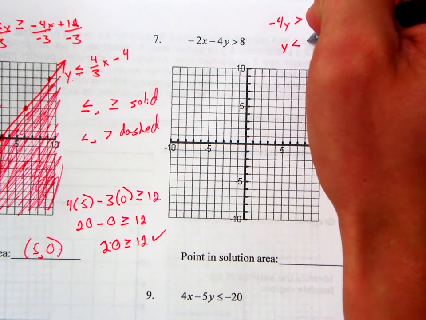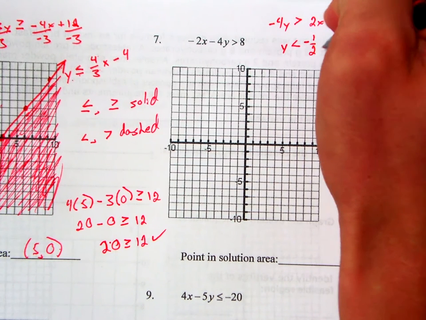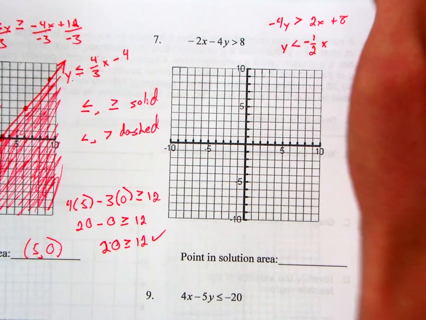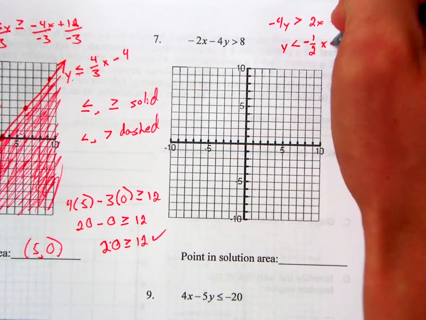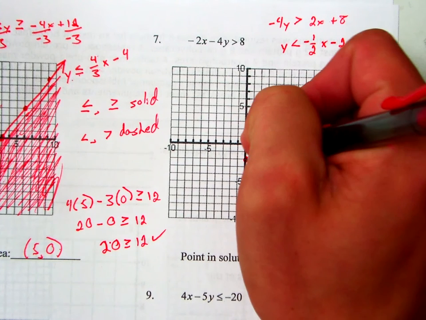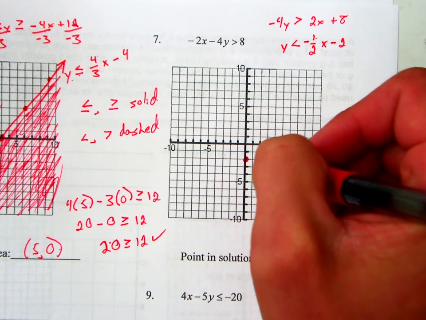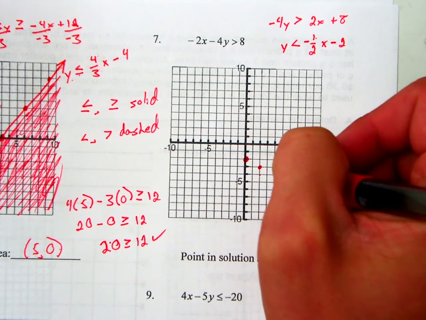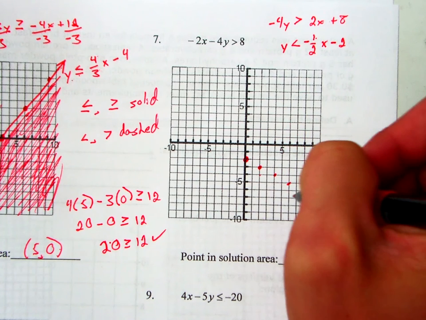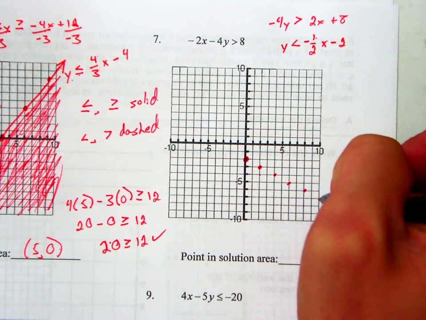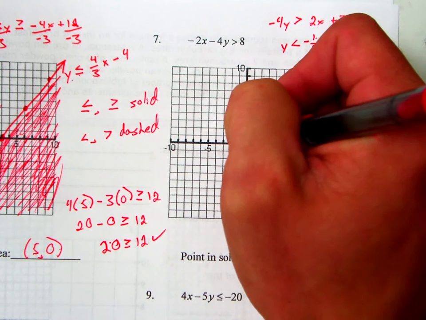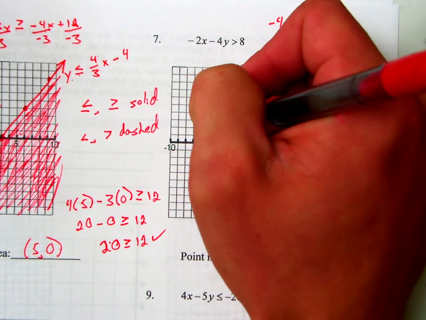2 divided by negative 4 is going to be a negative 1 half x, and then 8 divided by negative 4 is going to be negative 2. So there's my starting point. Negative 2, I'm going to go down 1, right 2. Down 1, right 2. Down 1, right 2. And I just keep repeating that process until I have enough points to make me a line.